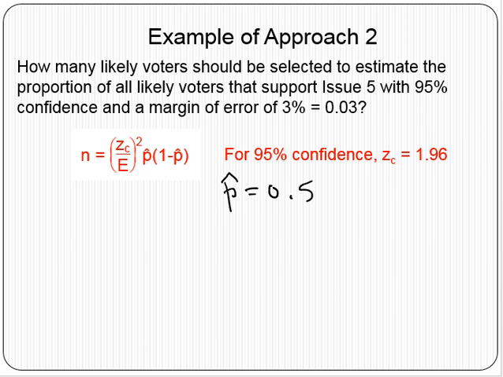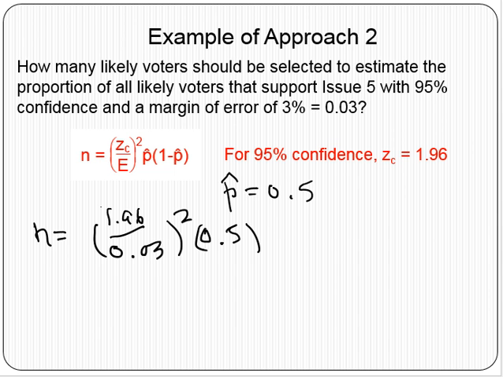So in that case, our n would equal, again, our z confidence, 1.96, divided by our margin of error, 0.03. Remember to square that. That's one thing that people do wrong. Times P hat, which is 0.5, times 1 minus P hat, 1 minus 0.5. And that, when you do all the math, is equal to 1,067.11.